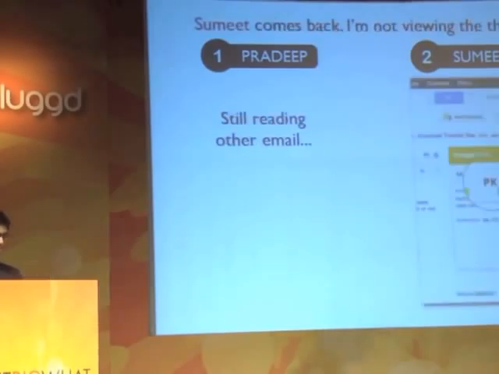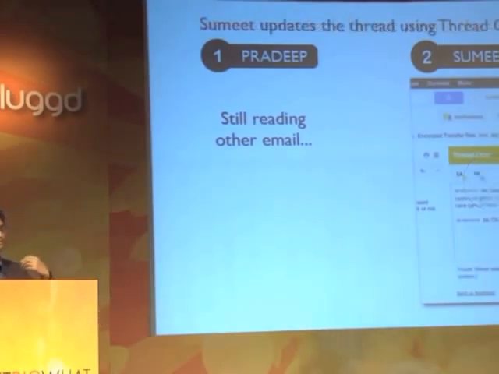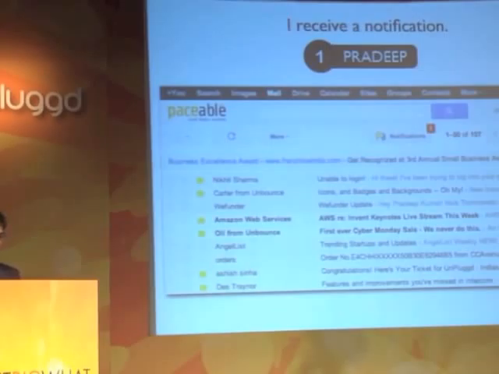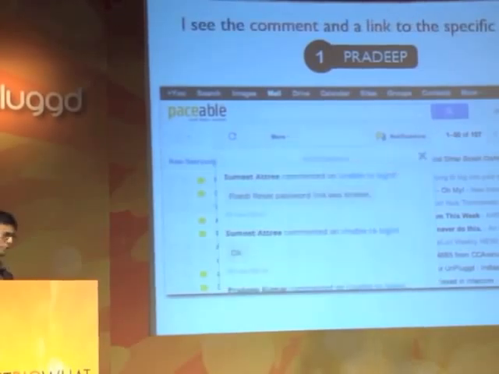Now, after fixing the bug, he comes back, but notice that I'm no longer viewing the thread. It doesn't matter. Sumit can now update the thread using thread chat, and since thread chat is asynchronous, as soon as he makes that update, I immediately get a notification. I click on that notification button, and I basically see his comment which says, it's fixed, the reset password link was broken. I also receive a link to that specific thread, so now I can take a decision to reply.